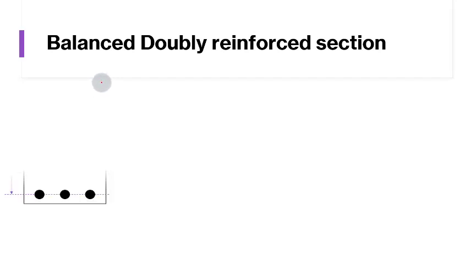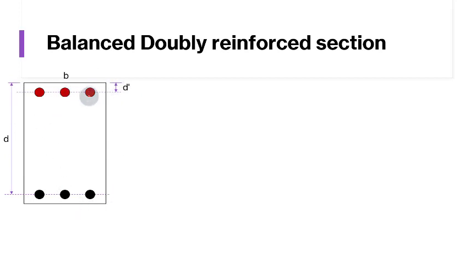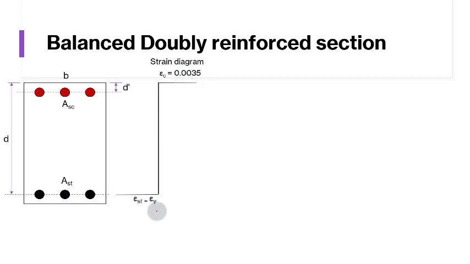So again, we have this rectangular section with tension reinforcement as well as compression reinforcement, with tension steel being AST and compression steel being ASC. This compression steel has an effective cover of D dash from the extreme compression fiber. Here B is the width of the beam and D is the effective depth. In the strain diagram, we have ultimate strain in the extreme compression fiber of concrete, which is 0.0035, while the strain in steel will reach the yield strain value.